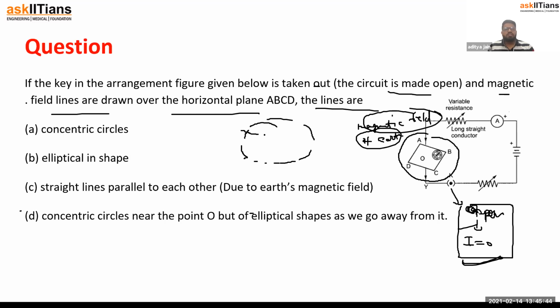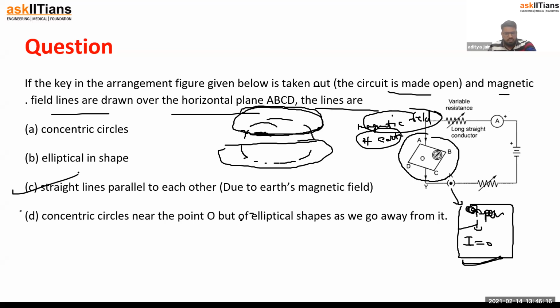If you observe the field lines, they will be like this, forming closed curves, but along the Earth. We are only a small portion on the Earth, so according to us, the field lines will appear as straight lines, because they are actually forming closed curves of very, very large radius. That's why the only field lines present here on the compass will be due to the Earth's magnetic field. So the answer will be C. We'll observe straight lines parallel to each other. That is due to the Earth's magnetic field. Clear? Because the current is zero, according to Oersted, the magnetic field will be zero.